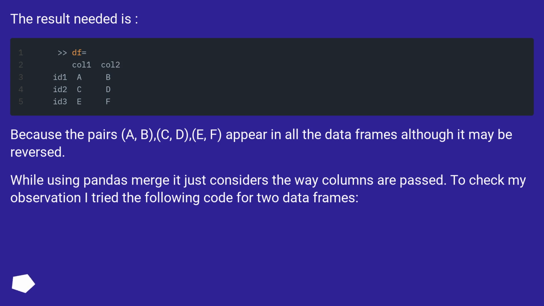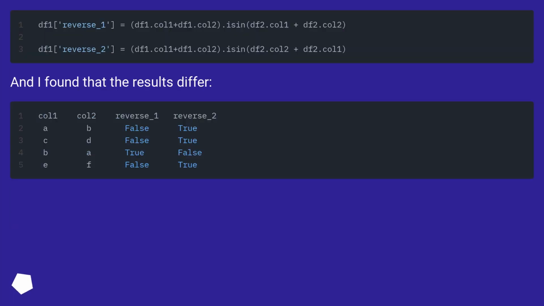While using pandas merge, it just considers the way columns are passed. To check my observation, I tried the following code for 2 data frames. And I found that the results differ.